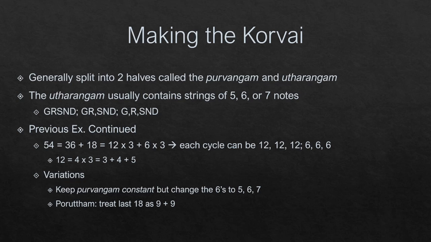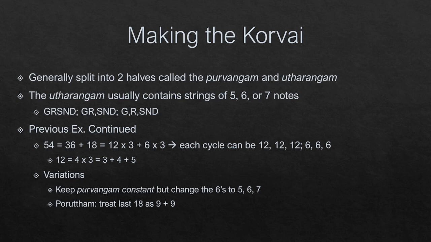The Uttaram is usually going to have strings of 5, 6, or 7 notes. So, for example, this is 5 notes. Gani Sanida. Gani Sanida would be 6 notes. Gani Sanida. So these commas mean a pause or a break between notes. So you hold it, it's like a rest in Western music.